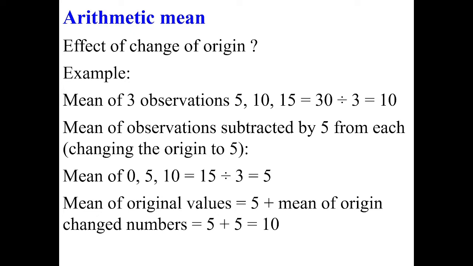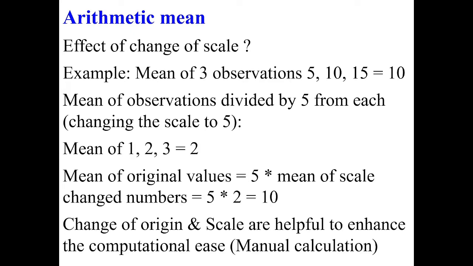But we want the answer for the original data. So the mean of original values will be the shift you made, that is 5, plus the mean of the numbers with changed origin. So 5 plus 5, 10, which is equivalent to the one that we calculated without any change of the origin.